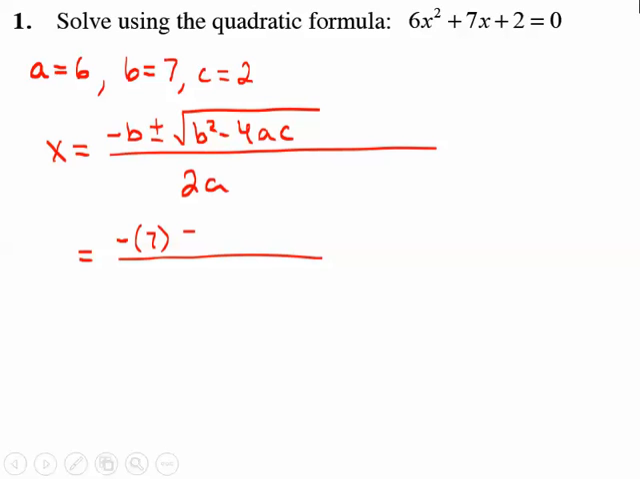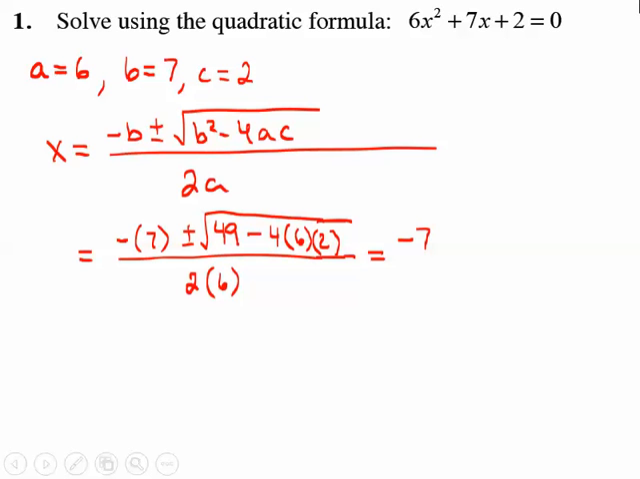Seven plus or minus. I'm going to square the 7 right away, so that becomes 49 minus 4 times a, which is 6 times 2. And sometimes you don't have enough of a quotient, or else you didn't make enough of a quotient. So what we do is just extend the fraction bar. And sometimes you don't have enough of the radical, so you just extend that out as much as you need to. Divide by 2 times 6, or 2 times a. Okay, with that, we've got ourselves a minus 7 now, plus or minus.